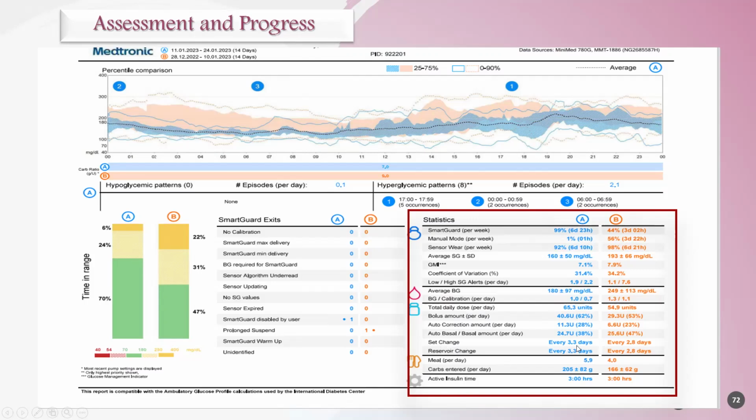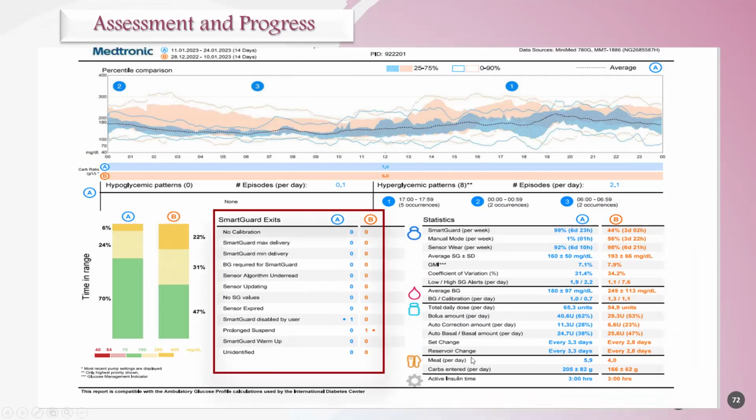Set change every 3.3 days. We said ideally it should be 3 days, with a reservoir change every 3 days. Meals per day, 5.9. There is a lot of snacking. We should discuss it with the patients. Carb entered per day, 200 over 82 every time. Go back to the daily requirement; it should be entered by the patients according to his age and pubertal state. Active insulin time is 3 hours. So this is very slightly low, we said weak, or low threshold of insulin time, because we still have area to work on. It can be 2 or 2.5. Okay, so this is the statistic of the patients.